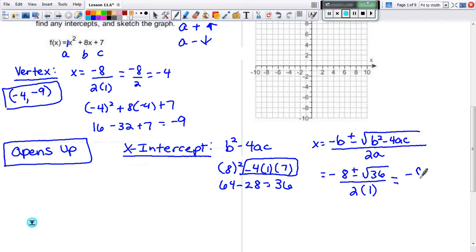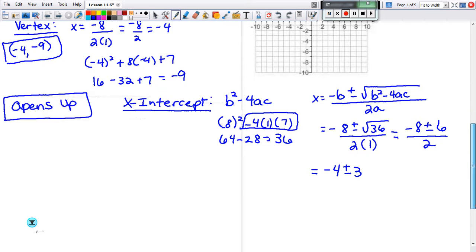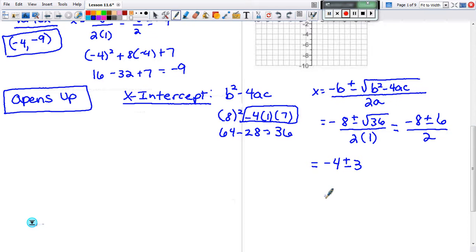So negative 8 plus or minus, okay, the square root of 36 is 6, over 2. Now before I split these up, you look at the three things that you have there and see what you can divide them by, if anything. I can cut those all in half, divide them by 2. So half of negative 8 is negative 4, plus or minus half of 6 is 3, and then half of 2 is 1, but you don't use that since it's underneath the fraction, it's the denominator.